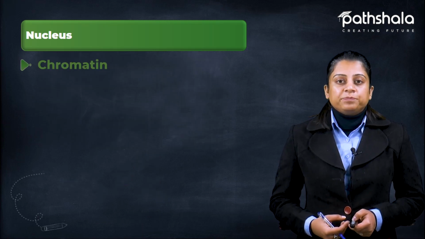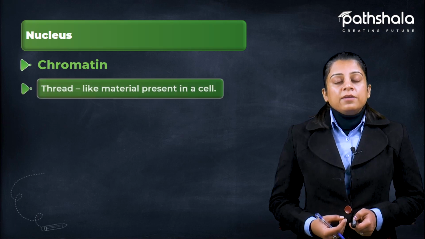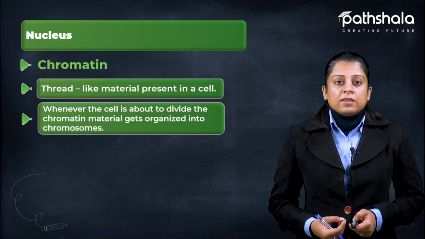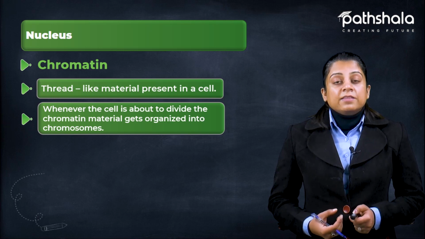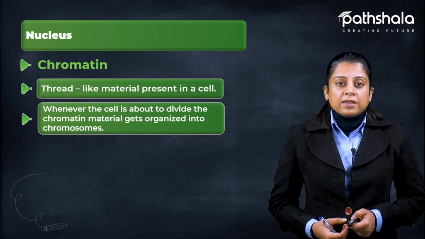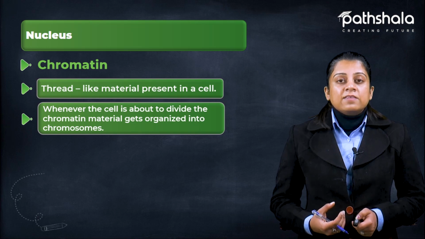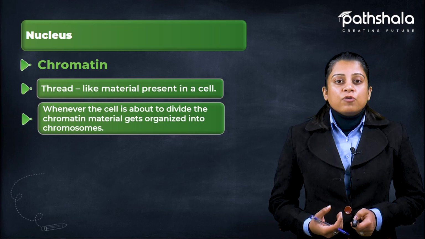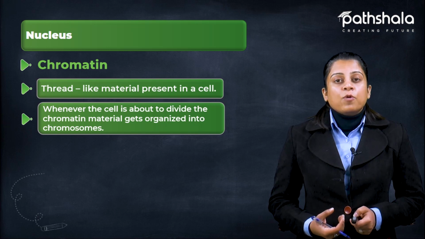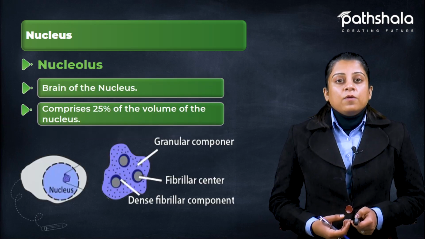of DNA. Now, let us study what chromatin is. Thread-like structures are present in the cell that are termed chromatin. And when the cell is about to divide, this chromatin material gets organized into the form of chromosomes.